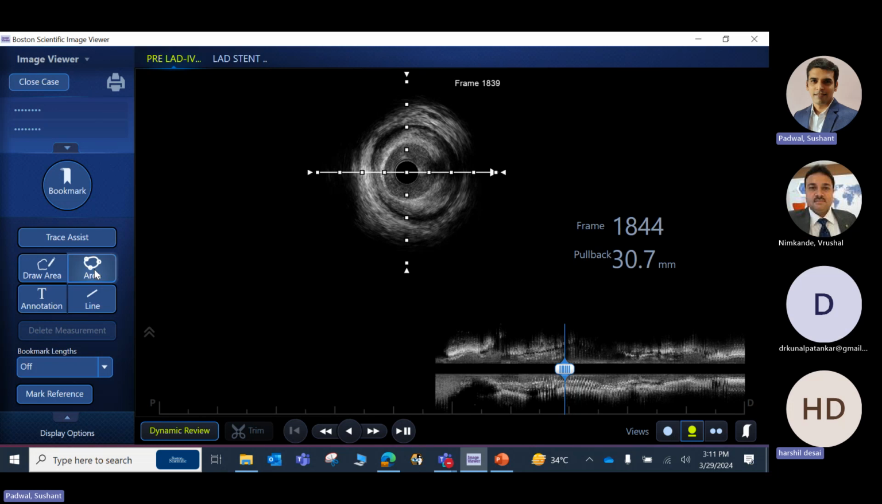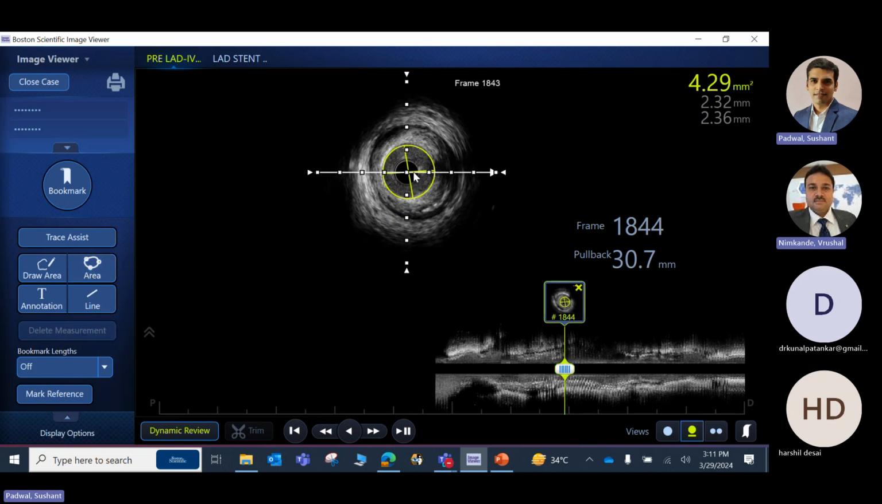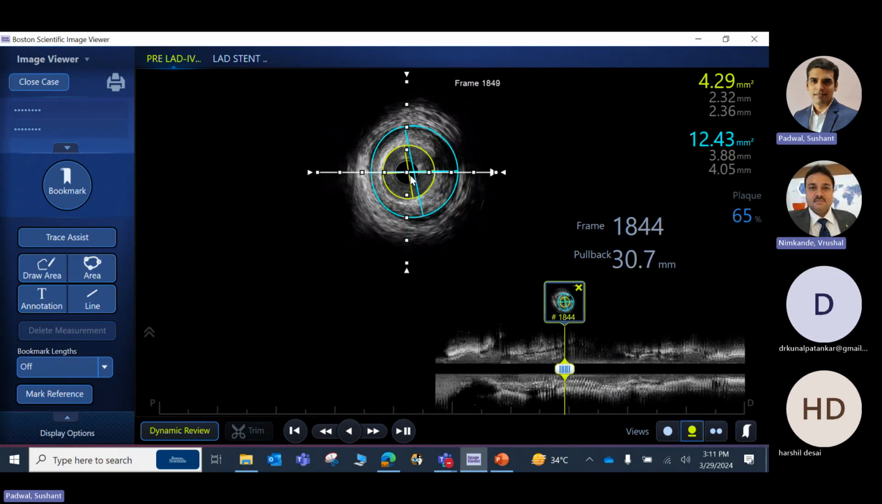So how do we calculate plaque burden? Plaque burden will correspond to the particular cross section. Suppose this frame number 1844, at frame number 1844, if vessel is 12.43 square mm, and lumen is 4.29 square mm.